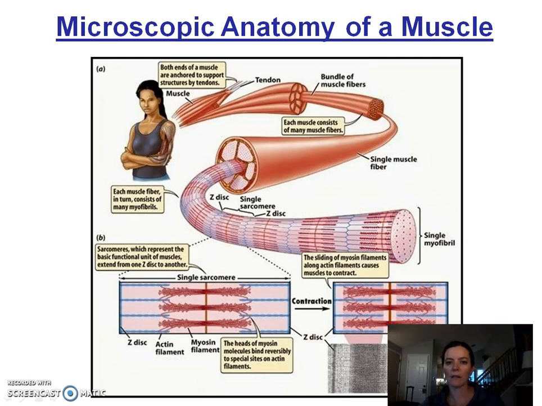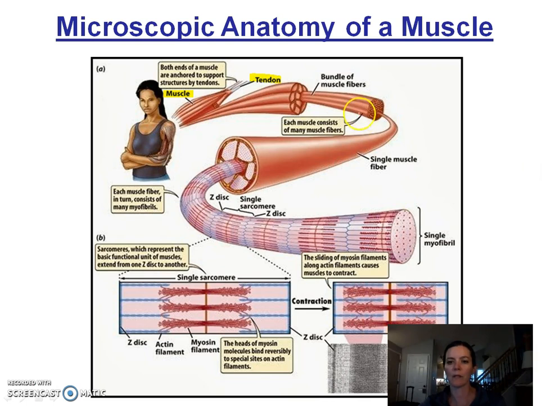Everyone, Amy Nunnally here, and today I want to talk about the microscopic anatomy of a muscle. We talked in the last video about the gross anatomy of the muscle, and just to review that really quick, remember we have a skeletal muscle that is attached to the bone through the tendon. Alright, so each muscle is made up of multiple fascicles.